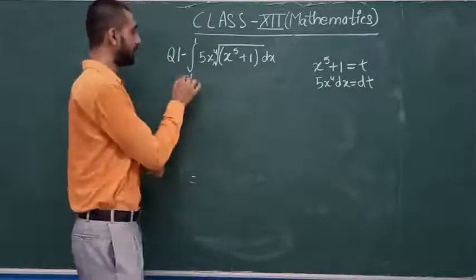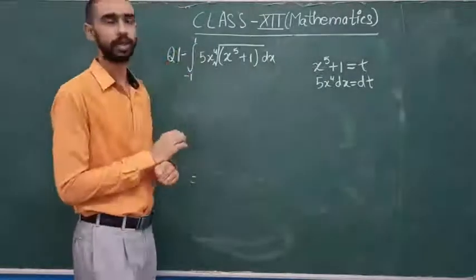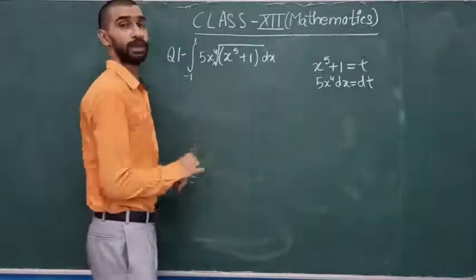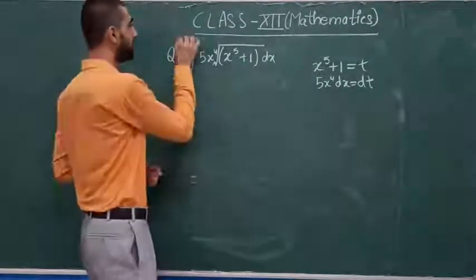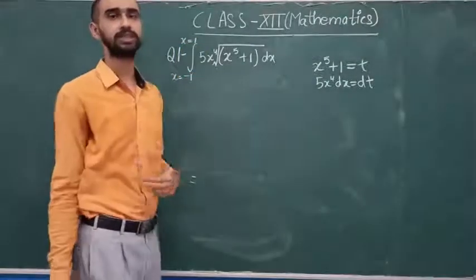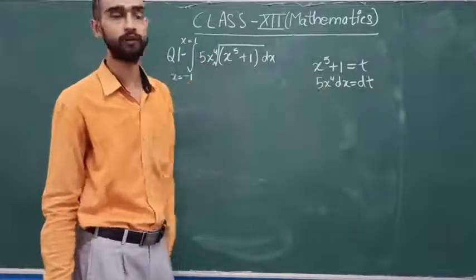You can see here limits are minus 1 and 1. इसका मतलब क्या है जो लिमिट्स यहाँ पर दी हुई है? These are the values of x. So x equal to minus 1 is the lower limit and x equal to plus 1 is the upper limit. I will convert this also in terms of t.